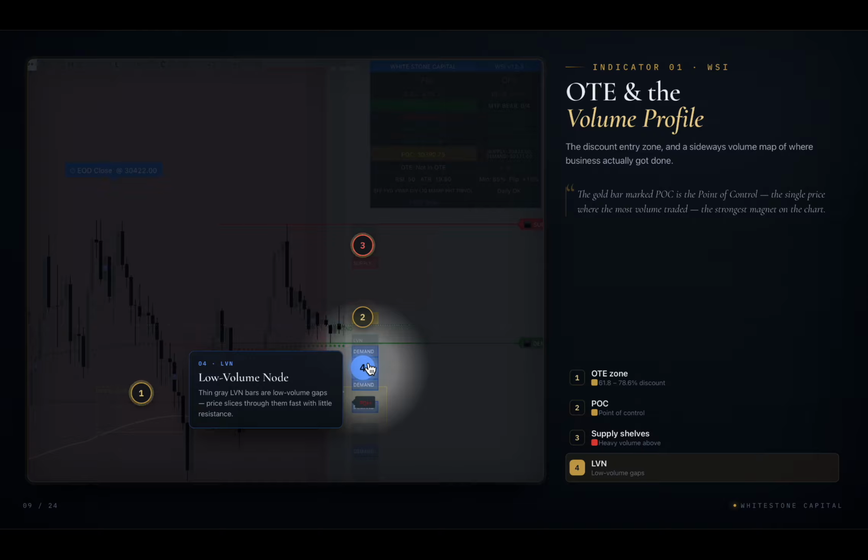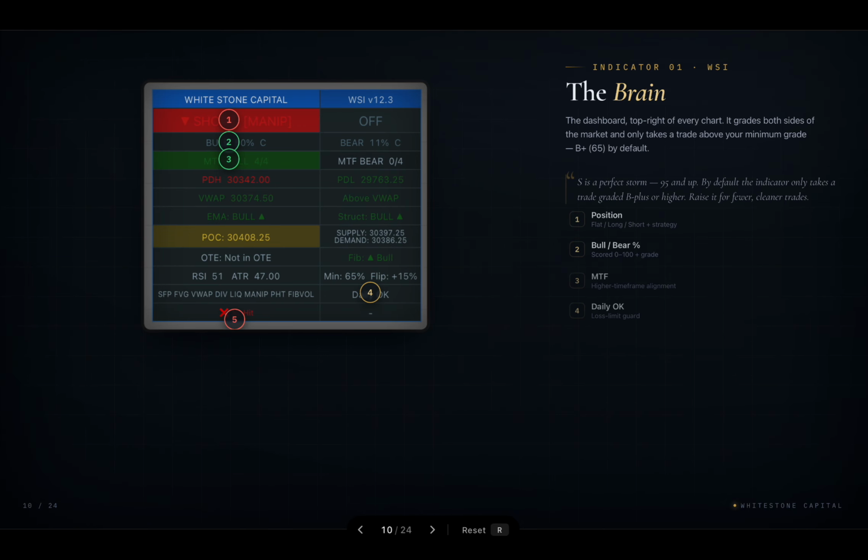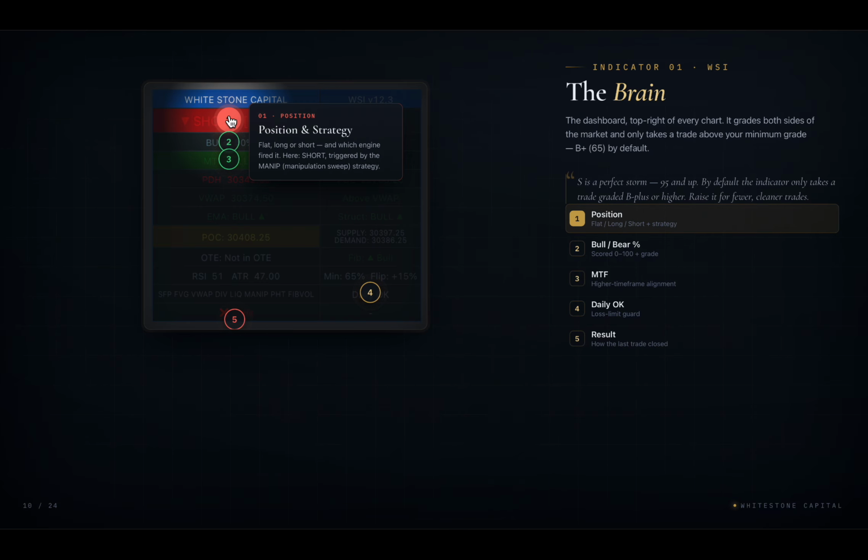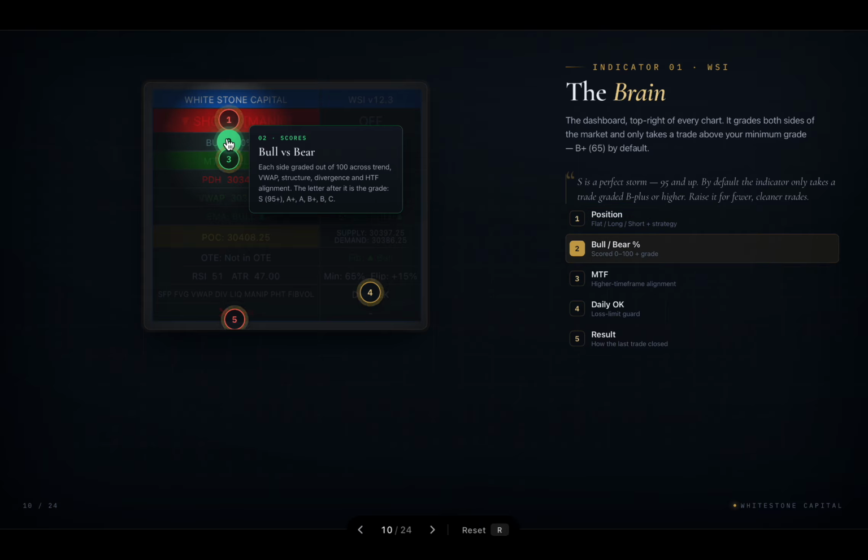And the thin gray LVN bars are low volume gaps that price slides through fast, so you won't see any resistance through them. Now, here's the brain, the dashboard. The top right shows your position, flat, long, or short, and which strategy fired it. These two cells are scored, bull and bear, each graded out of 100 across trend, VWAP, structure, divergence, and higher time frame alignment.